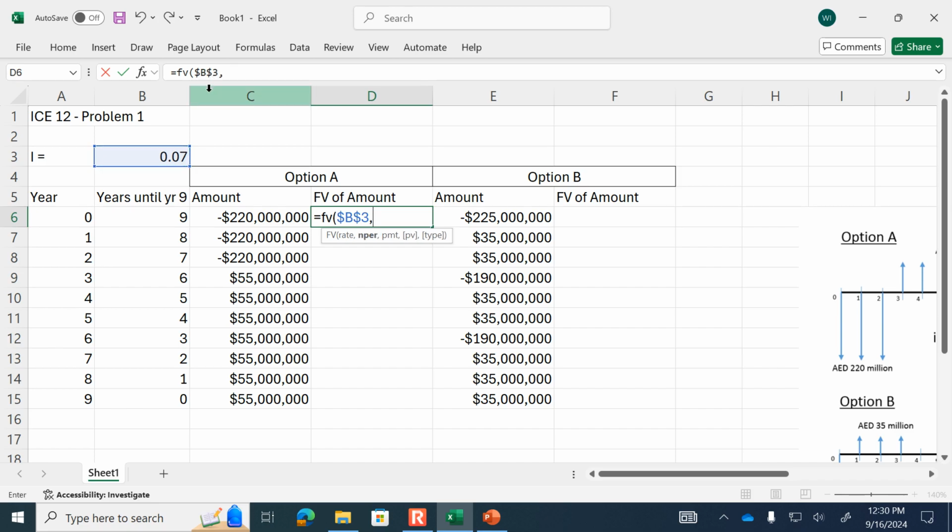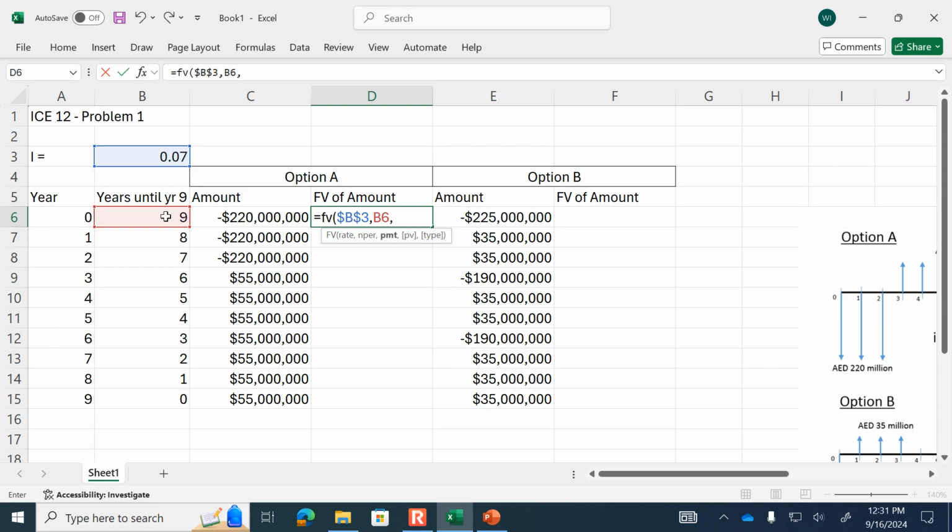Okay, so comma, NPER. What's the number of periods into the future that we should compound the amount that's going into this function? And so it's not year 0, like this 220 million that's currently in year 0, we want it to move 9 years into the future. So this is why we've established this reverse time column, secondary time references, so that we can put it into the function like that.